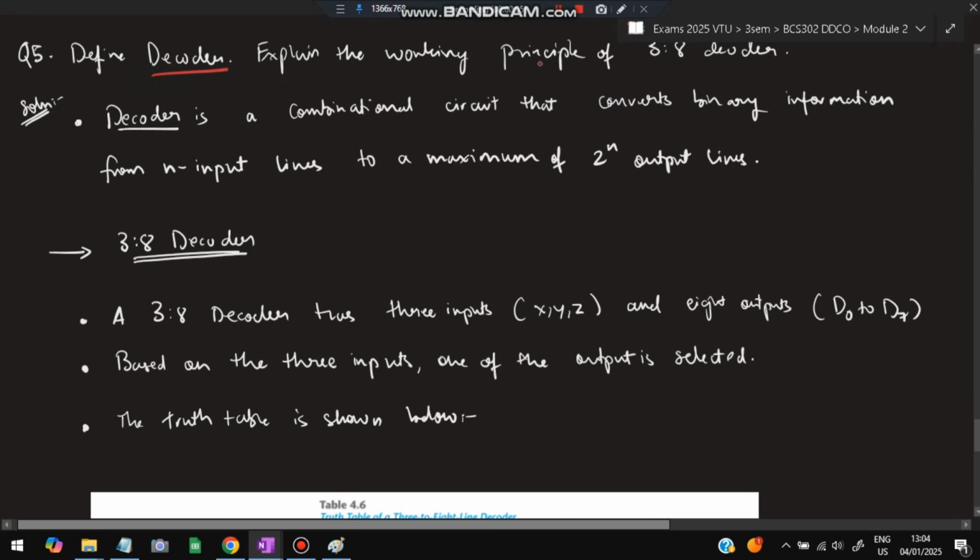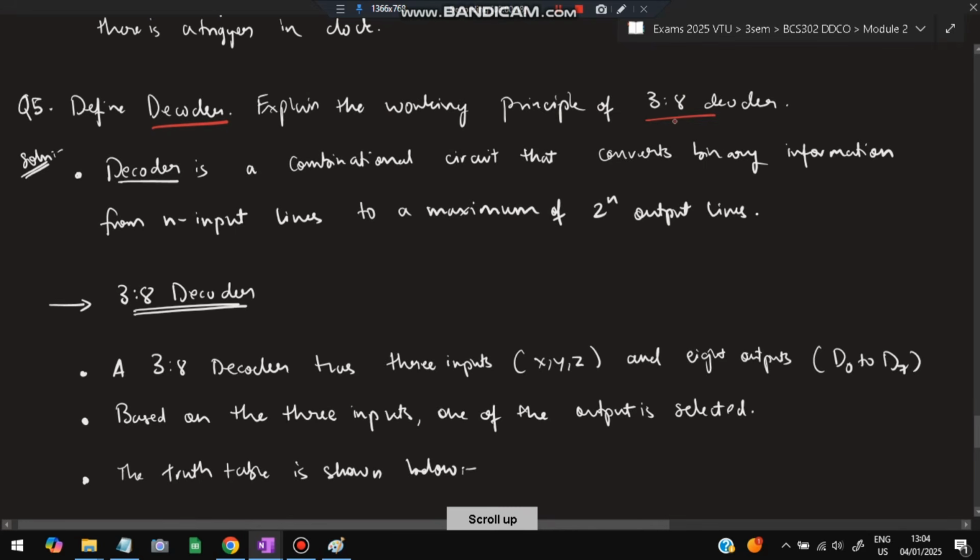we have defined decoder. Okay, explain the working principle of 3 to 8 decoder. Okay, what is a decoder? The definition we have to write. It is a combinational circuit. It converts binary information from n input lines to a maximum of 2 power n output lines. So n input is coming and we are outputting 2 power n lines. If n is equal to 3, 3 inputs came and output is 2 power 3, that is equal to 8 outputs. For 3 inputs, 8 outputs will be there. That's why it is called 3 to 8 decoder.